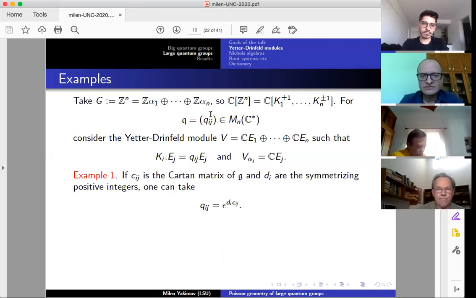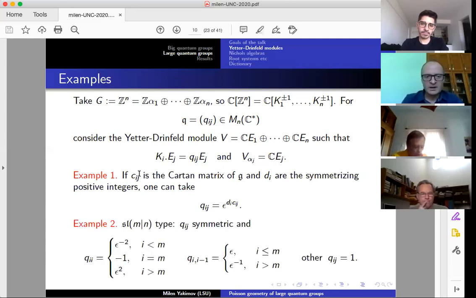So here's an example. If Cij is the Cartan matrix of a Lie algebra G, and Di are the standard symmetrizing positive integers that are relatively prime to each other, the ones that are 1, 2, 2, 2, and in the G2 case, you have a 3 somewhere, then the corresponding matrix that you can take is simply the power of epsilon that's given by Di times Cij. So that on top is just a symmetric matrix because the integers Di symmetrize the Cartan matrix. And we will see what kind of algebras this matrix produces after that.